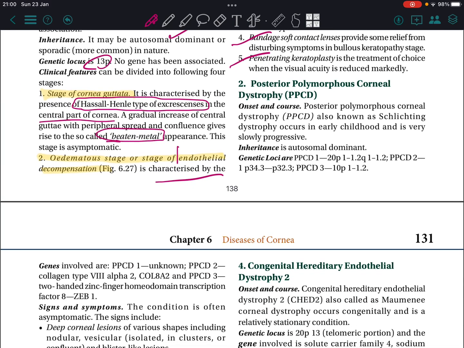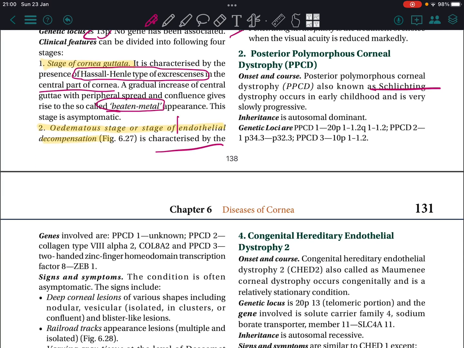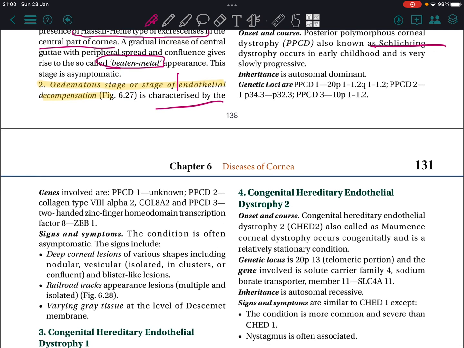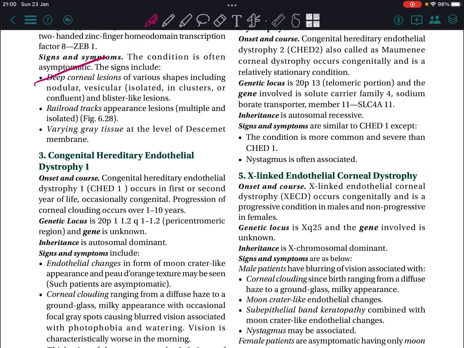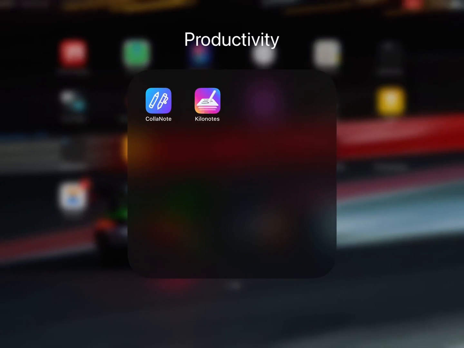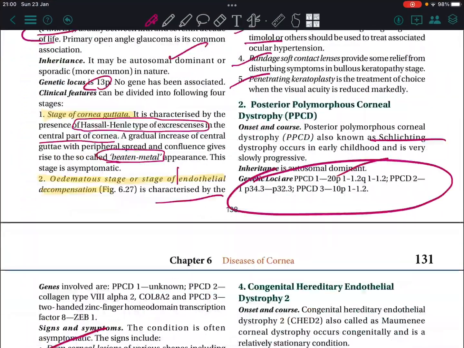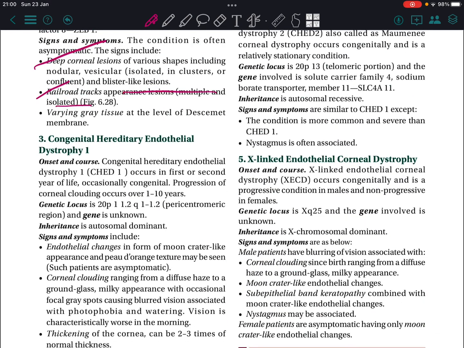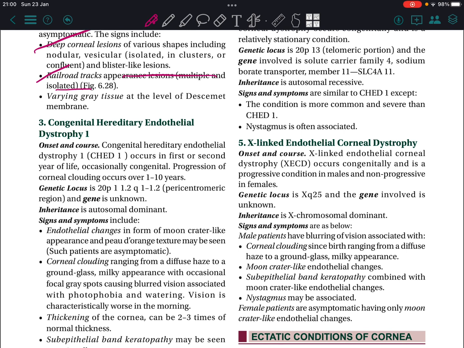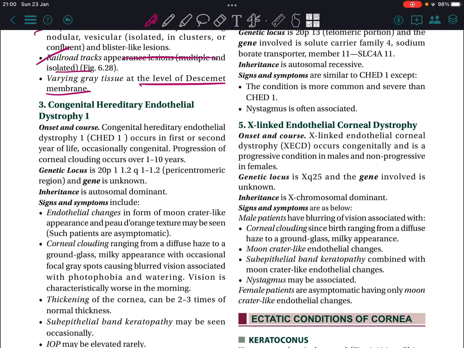Posterior polymorphous corneal dystrophy is also known as Schlichting dystrophy. Inheritance is autosomal dominant. Deep corneal changes show a railroad tracks appearance, with multiple isolated lesions. Posterior polymorphous corneal dystrophy shows varying gray tissue at the level of Descemet's membrane.